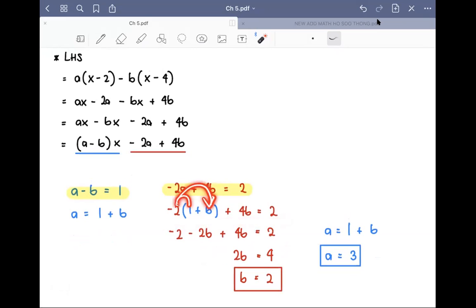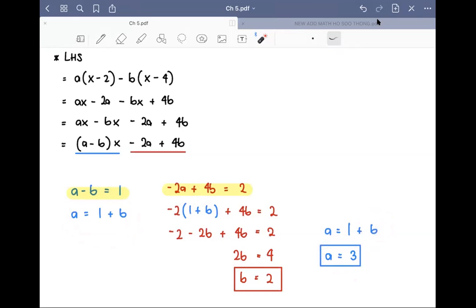So, distribute this one, so you'll get negative 2 minus 2b plus 4b equals 2, and then so on and so forth. b is equal to 2. Okay, so b is equal to 2, and that's correct. And then how do we solve for a? a is equal to what? Equal to 3, right? So from here, since we know what b is, so b is 2, right? So it became 1 plus 2, and then that is equal to 3.